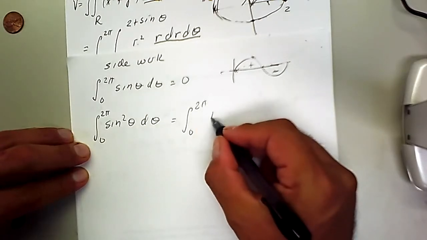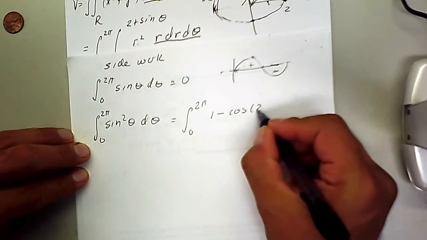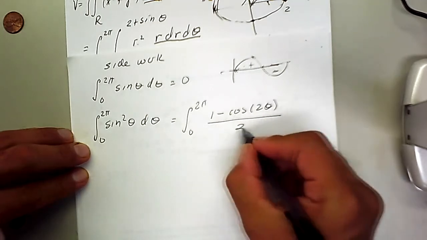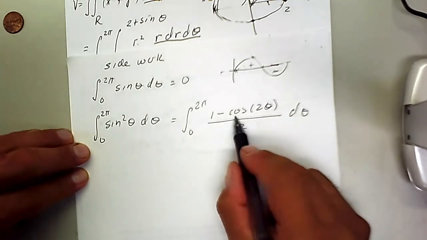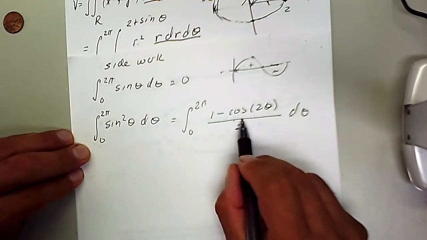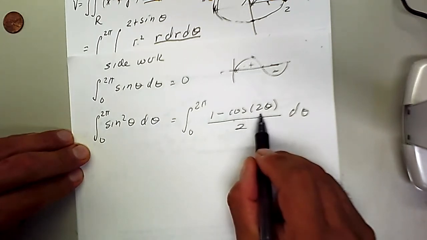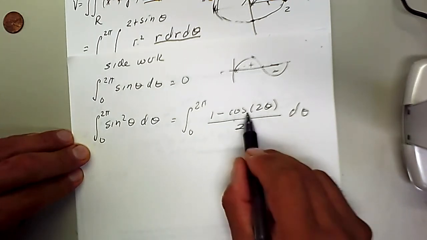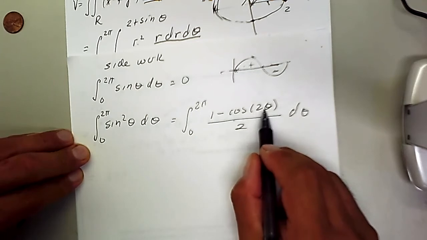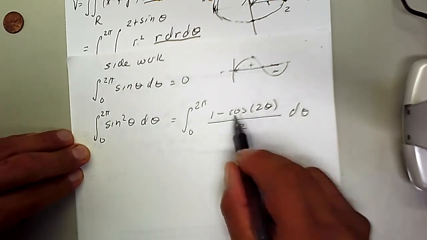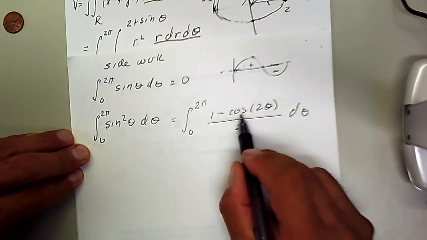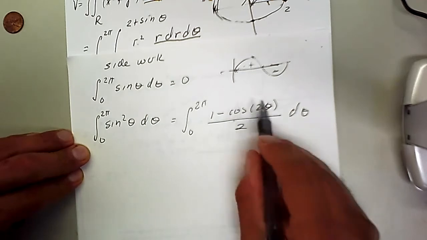So this is (1 - cosine of 2 theta)/2 d theta. Now think about that. The same argument applies to the cosine. We got two full periods. The frequency of this increases by 2, starting from the regular frequency of 1, I guess, or 2 pi. So the period is 2 pi. The frequency is 1 over 2 pi.